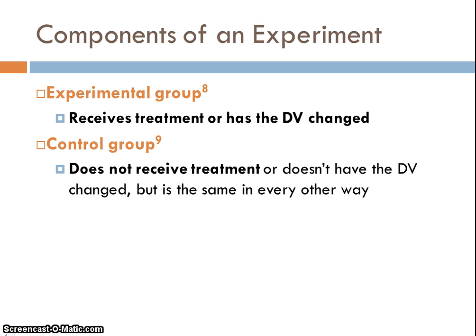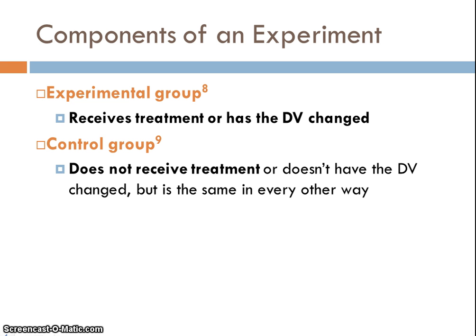Two other components of an experiment are the experimental group and the control group. The experimental group is the group that receives the treatment or has the independent variable changed. In Bandura's study, the experimental group would be the children who viewed the adult playing violently with the doll. The control group does not receive the treatment or the independent variable. The control group in Bandura's study are the group of children who watched the adult playing peacefully with the doll.